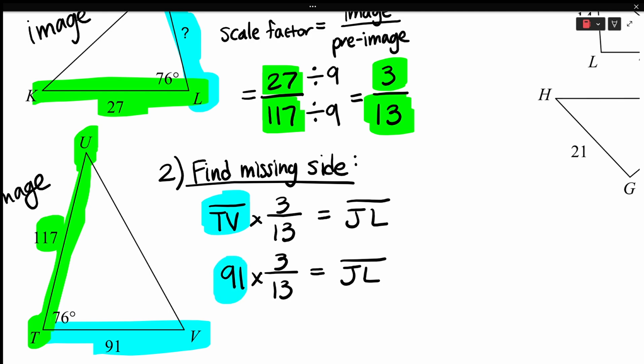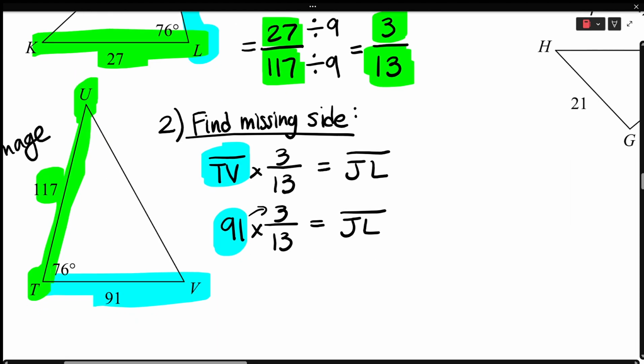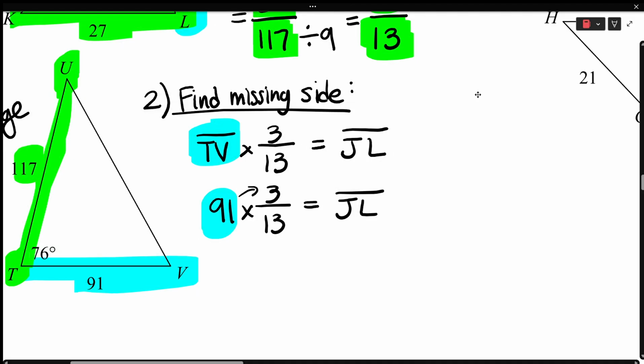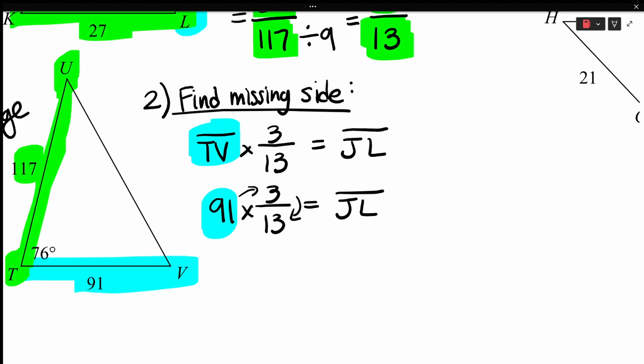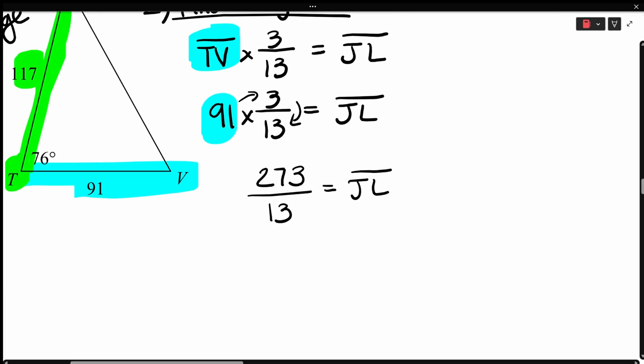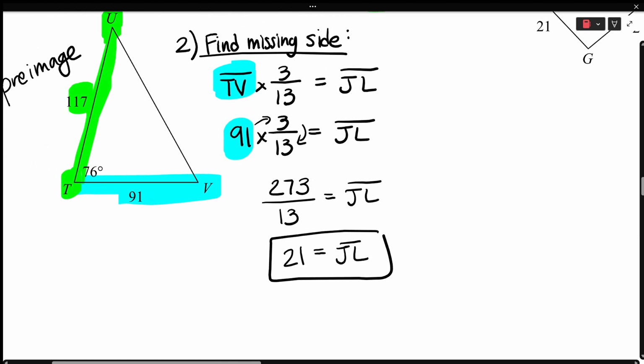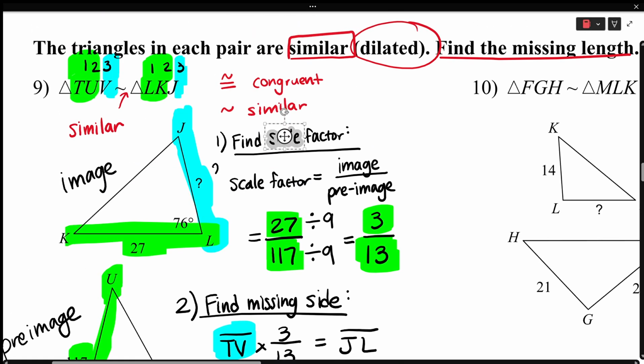When you multiply a whole number with a fraction, you should know this by now, you multiply the top and then divide by the bottom. Okay? So just take it one step at a time. 91 times 3, that's 273. Divided by 13, that is going to be 21. Okay? So the side JL is 21.